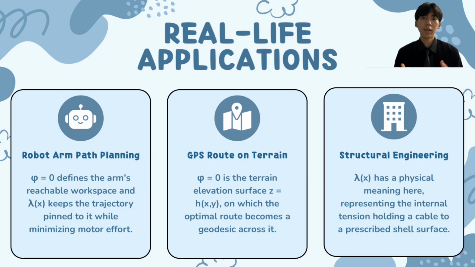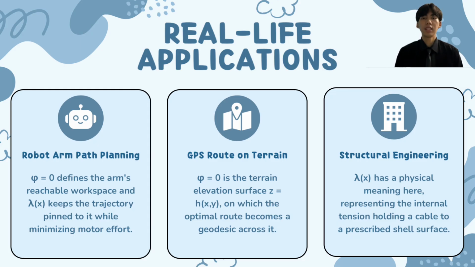Besides that, in GPS route calculation on terrain, J is the travel time or arc length functional. The constraint phi equal to 0 corresponds to the terrain elevation surface, and solving the resulting system yields a geodesic path across that terrain, which is the curved surface counterpart of the straight line obtained earlier.